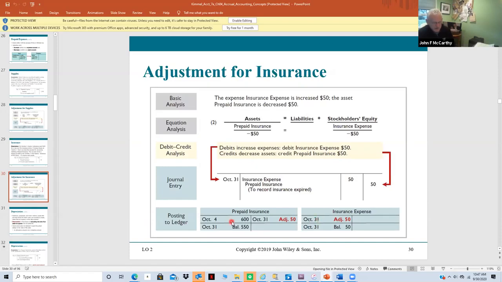Initially, our T account had 600 for a year's worth. We take off 50 for a month now. After 1 month, the amount that's prepaid is only 550 because we've used a month. It's 11 months that are left that are prepaid, and the amount that has expired has to go to the expense on the income statement. All right, easy peasy.